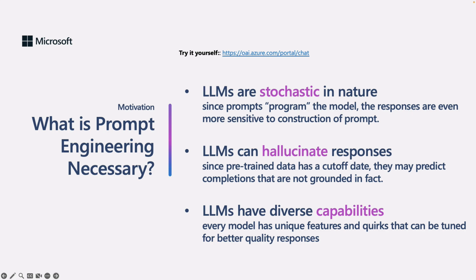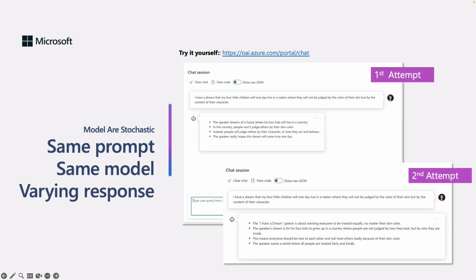LLMs also have diverse capabilities. You have different models from different providers. The same model has different generations, maybe trained for different kinds of content outputs. So knowing the features and quirks is really helpful when you want to write a prompt. So you take advantage of the best things it offers and find ways to work around its limitations. So let's see some examples.